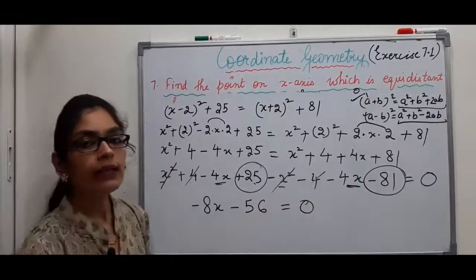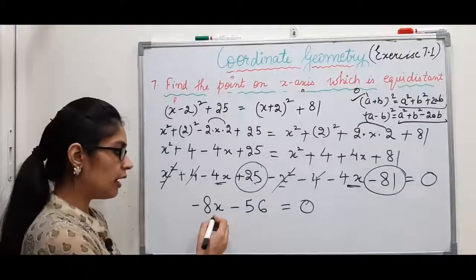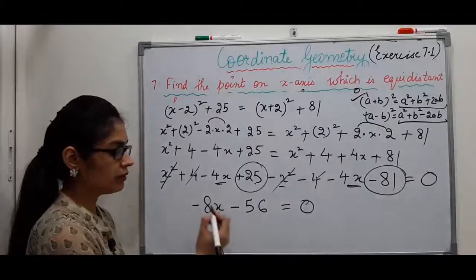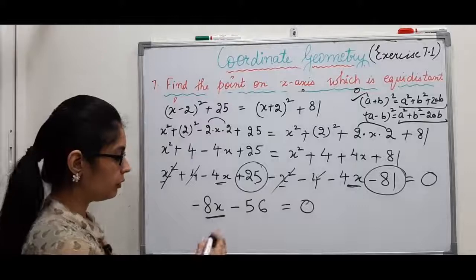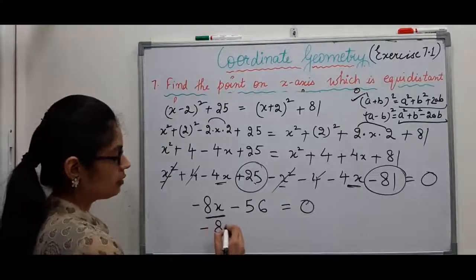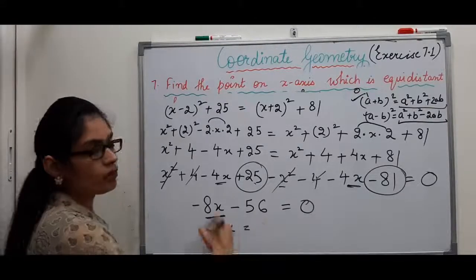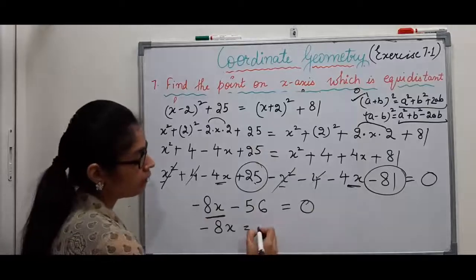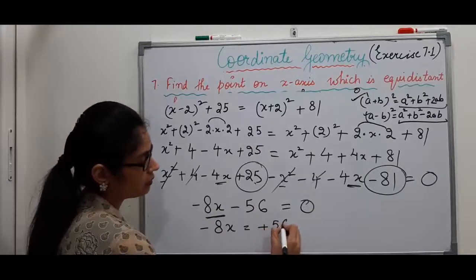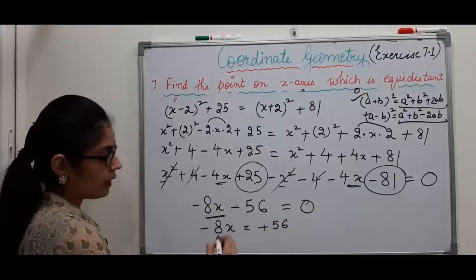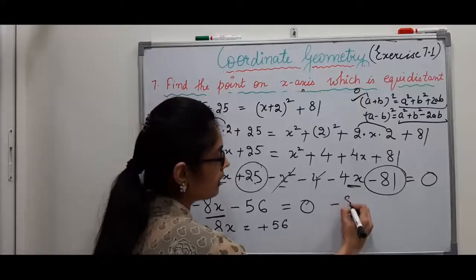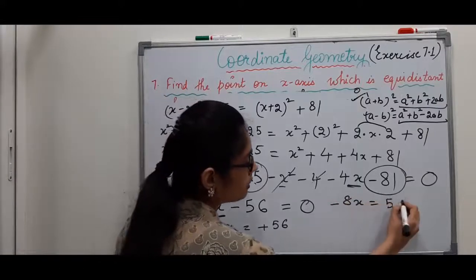So now I need the value of x. So I will keep x term on this side. Other term again I will shift to other side. So minus 8x is equals to 56. I will shift to other side. It will be changing to plus 56. So now I have minus 8x is equals to 56.